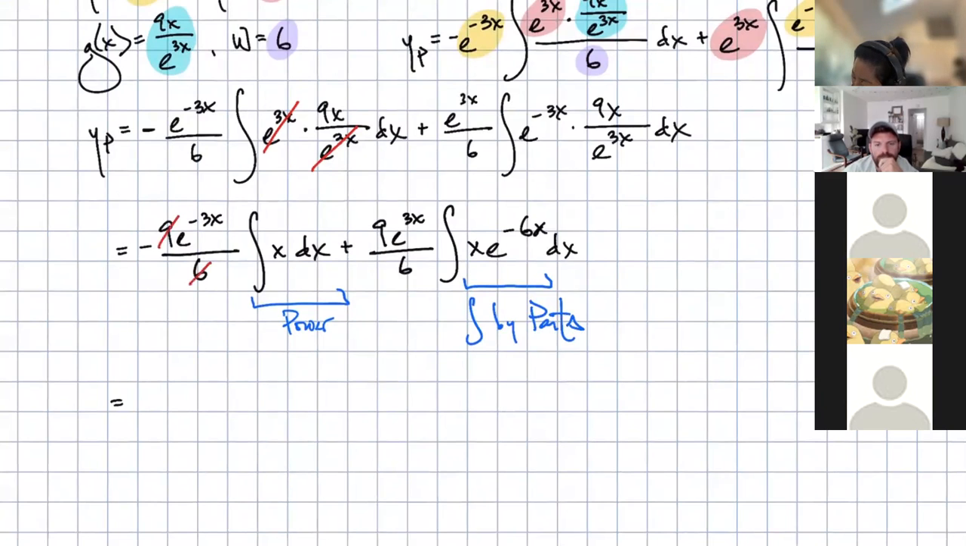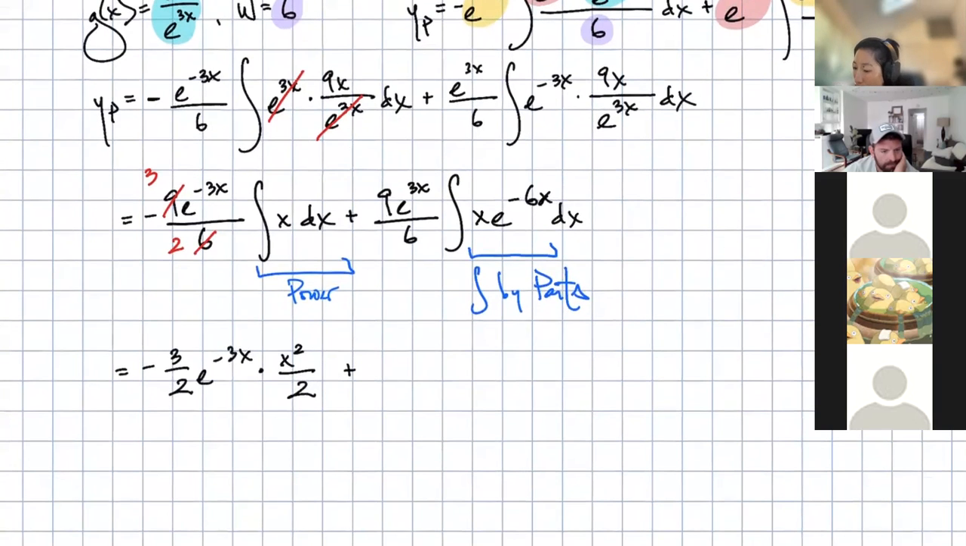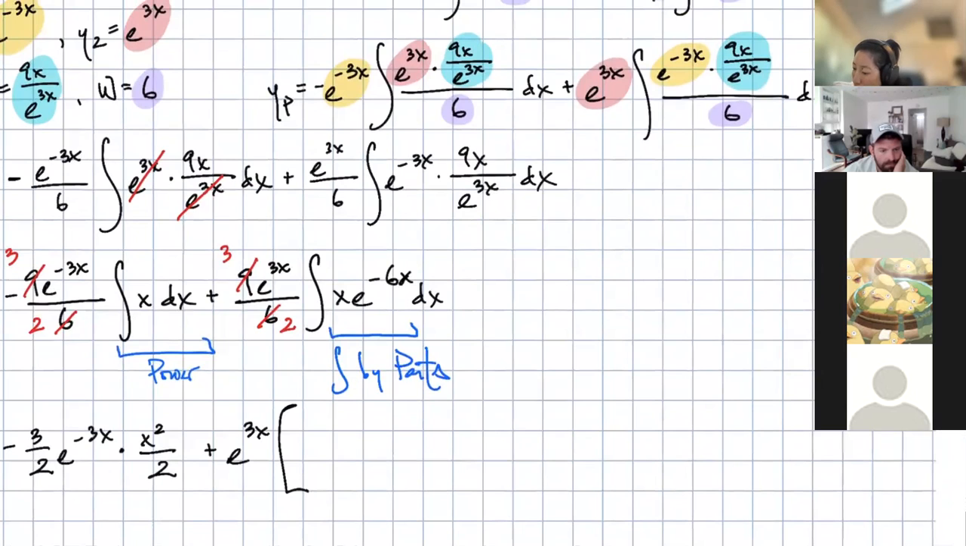So I know I can reduce here. This is 3, this is 2. So I'm going to get negative 3 halves e to the negative 3x times the integral of x, which is x squared over 2. Okay. Now I can simplify over here similarly. I get a 3 and I get a 2. I know I have an e to the 3x on the outside. And I'm going to go ahead and open up brackets so that inside of there, I'll be able to put what my setup is from the integration by parts.